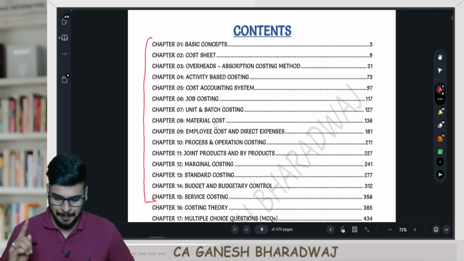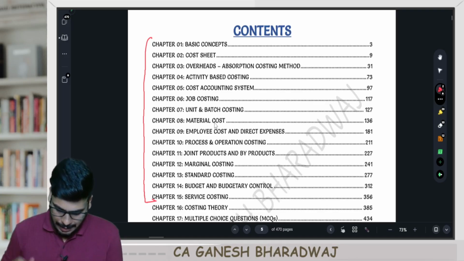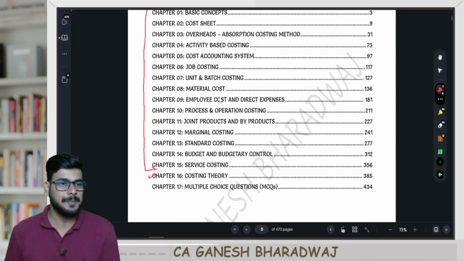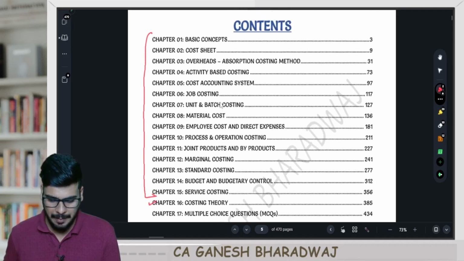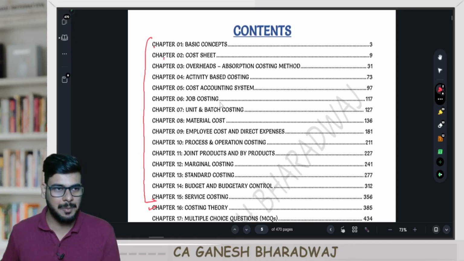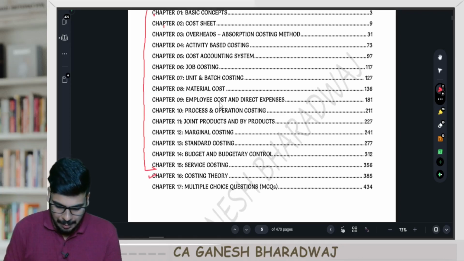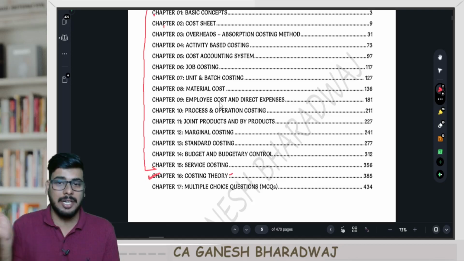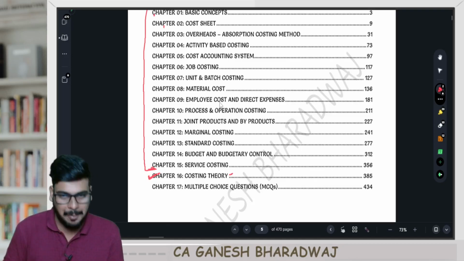Now, if you look at this, chapter number 16 is something called costing theory, right? That is, there is no separate chapter called costing theory in your study material. Each of these 15 chapters has some theoretical aspects. I have compiled it separately and put it as a separate chapter in our handbook, correct? So this costing theory is not a chapter by itself. There are only 15 chapters in our study material.